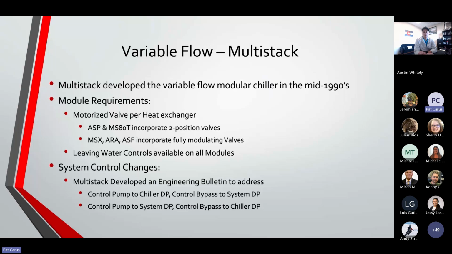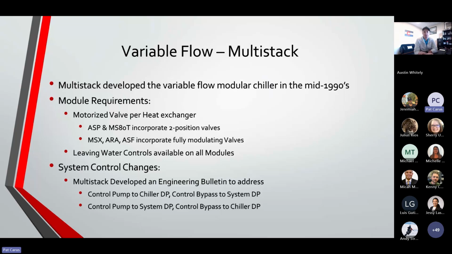There's a motorized valve for every heat exchanger. So if you have, say, a 4-module machine, there will be a motorized valve for each of the heat exchangers. 2-position valves for ASP, which is air cooled, and a turbo core, which is the MS-80, and then all the others are water cooled or different varieties of air cooled. You can do entering or return water controls, but our recommendation is that we do leaving water controls on all the modules.